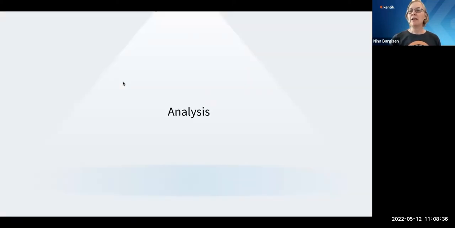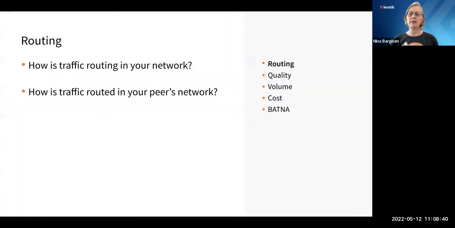Let's have a look at the analysis that we should start doing as a preparation after we have familiarized ourselves with the peering policy. So things to look at now based on the policy are the routing, the quality of the traffic, the volume and the forecast, the cost, and then finally think about what to do if we can't reach an agreement with the peer on what the next step in the relationship should be.